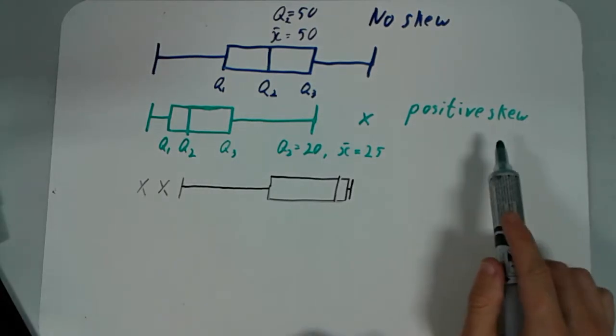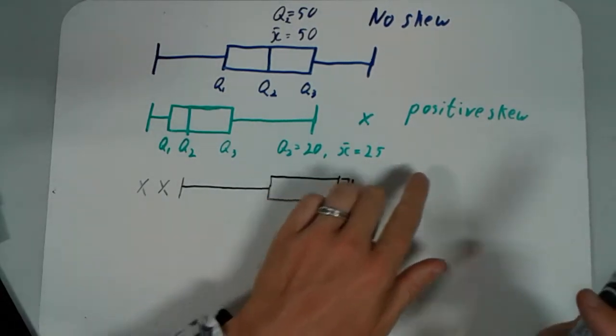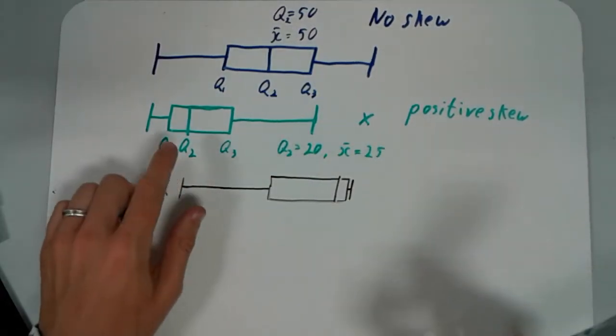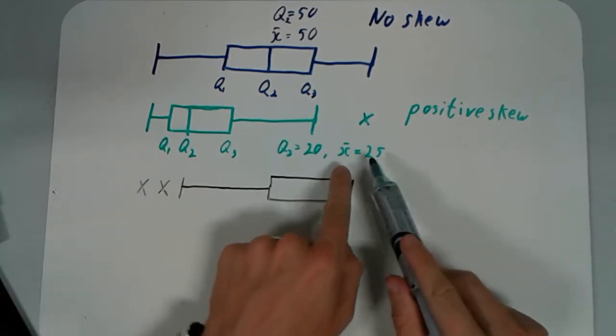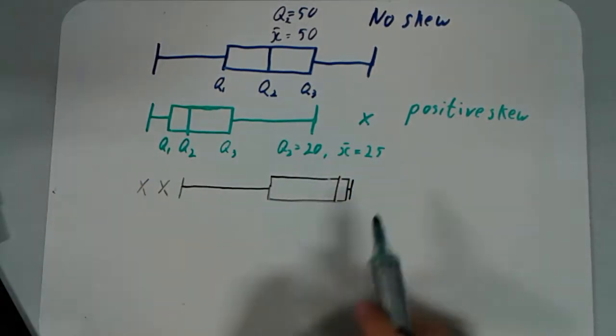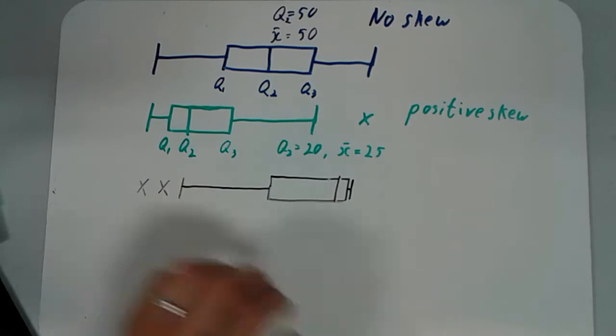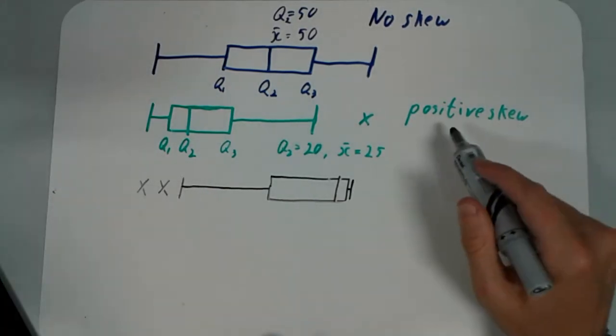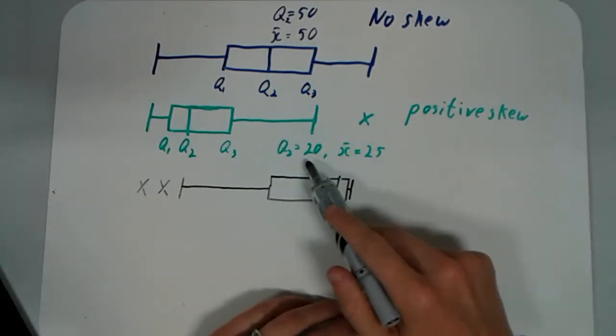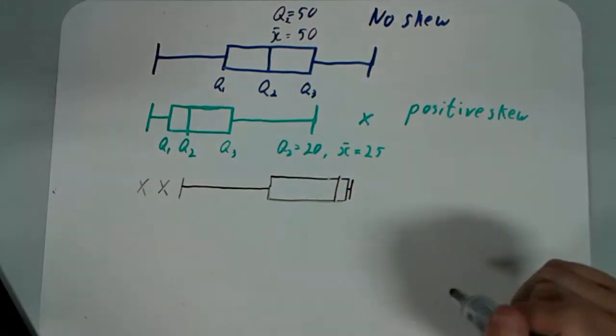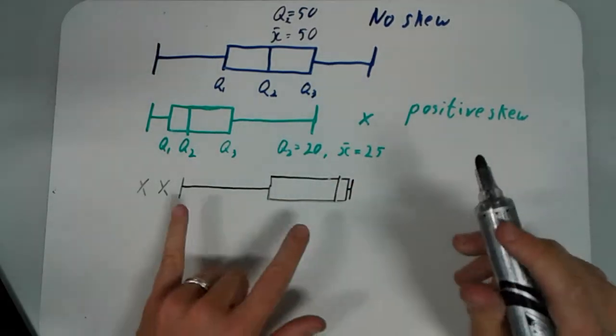So when we talk about skew, we mean how has the mean been skewed? The median is exactly in the middle of the data. The mean has been pulled up. So we call that positive skew. In this case, we should use the median to measure our data because the mean has been skewed.